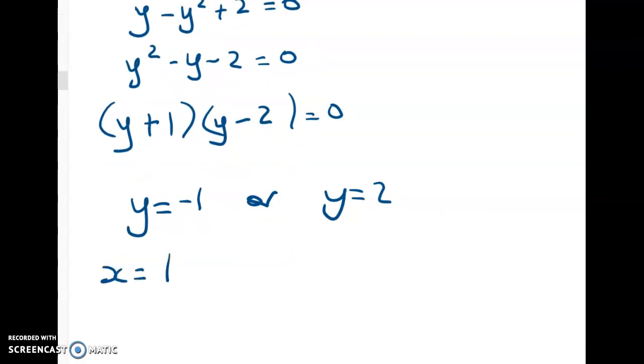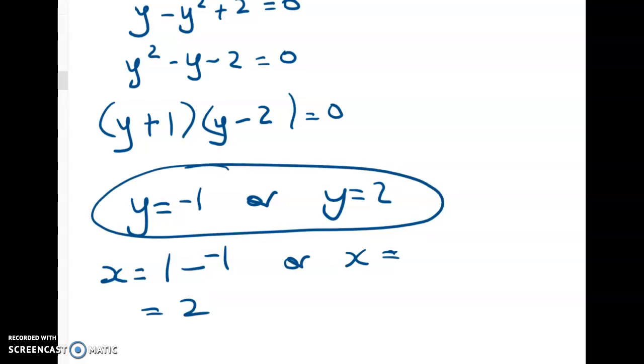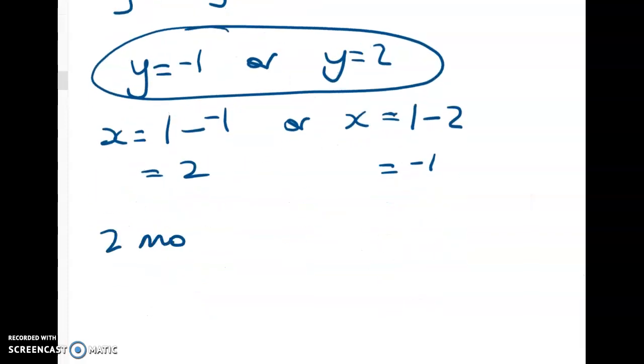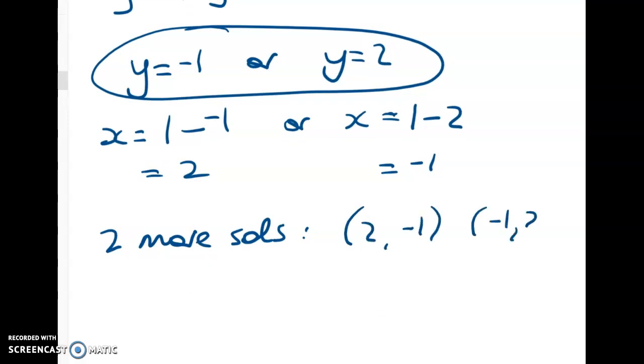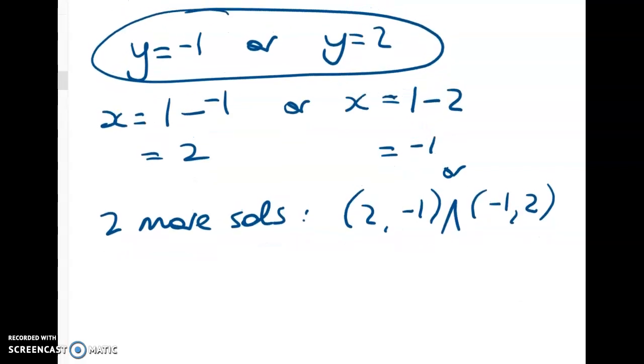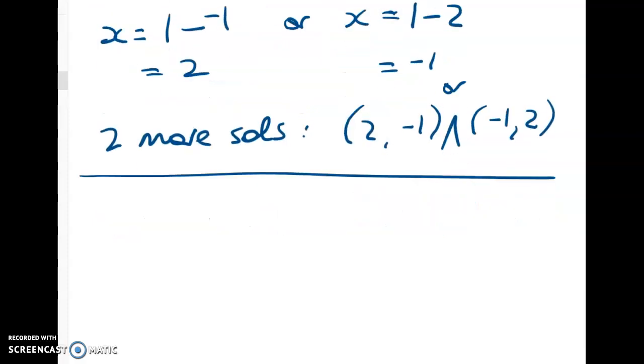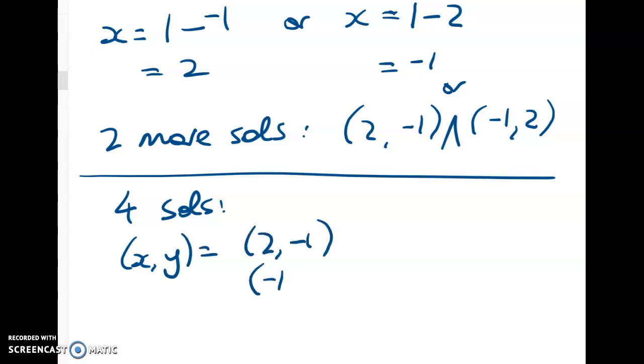x is equal to 1 minus negative 1, which is 2. So you can see again, if these are the two numbers, the x's are going to be the swap overs. So 1 minus 2, which is negative 1. So we get two more solutions, 2 and negative 1, and negative 1, 2. So altogether we've got 4 solutions, 2 real coordinate pairs and 2 complex ones. So let's just write them out for the sake of it. So 4 solutions, (x, y) equals (2, negative 1), (negative 1, 2).